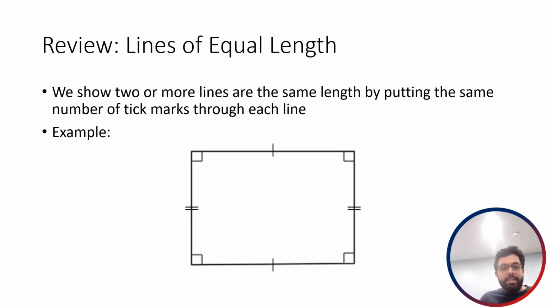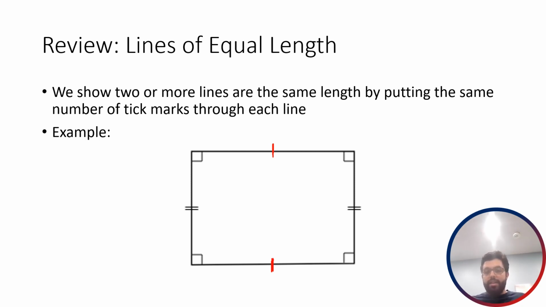So, review: lines of equal length. We talked about this before. We can show that two or more lines, so it doesn't have to be just two lines, but it has to be at least two lines, are the same length as one another by putting the same number of tick marks through each line. You can see that in the top side of this rectangle and this bottom side, we've got one tick mark going through the top and one tick mark going through the bottom. That's this tick right here and this tick right here. Because there's only one tick mark going through each of them, that's supposed to communicate to you that those two sides are the same length.